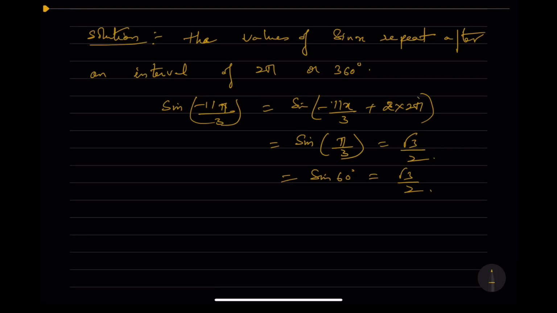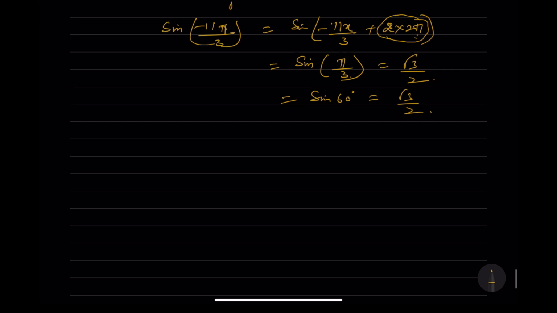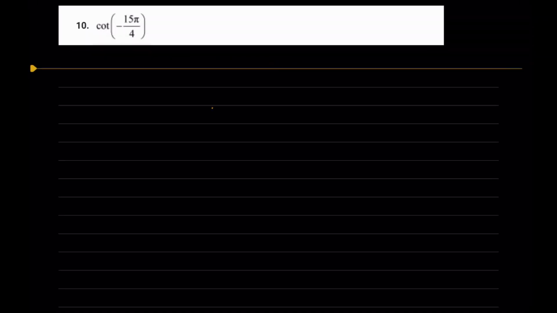So we are writing it as a product of 360. So whenever it is a product of 360, 360 into whatever is the value plus theta will give you that theta value. So when you are adding over here, you are getting it as pi by 3. So minus 11 pi by 3 plus 4 pi will give you pi by 3. That's why you are getting the value as sine 60, which is equal to root 3 by 2. The next one is given as cot of minus 15 pi by 4.